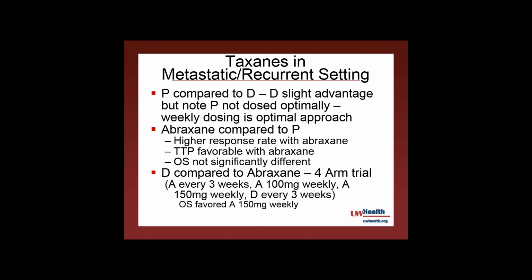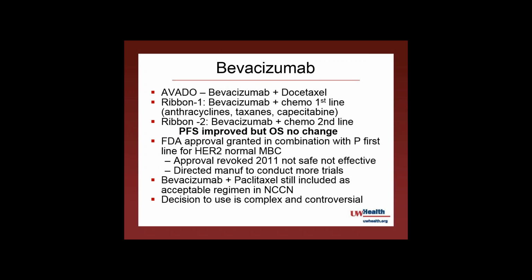So taxanes: I've got a couple slides on the taxanes in the metastatic and recurrent setting. I've already talked about the first one. Abraxane, though, I think is an interesting drug, but we still use paclitaxel in a lot of our trials as the comparator. When you looked at docetaxel and Abraxane in a 4-arm trial, overall survival was favored when Abraxane 150 milligrams weekly was given compared to docetaxel or other doses of Abraxane.